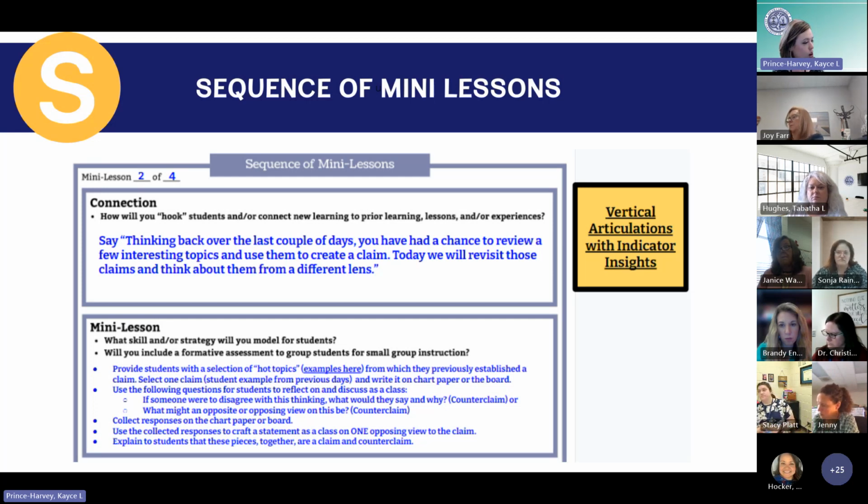So let's say the day before someone created a claim that Apple is better than Android, right? Now we're going to look at it from that opposite angle. If someone said Android was better than Apple, why would they say that? We're going to use those responses together to craft a statement as a class just on one claim. And then at the end, we want to explain to students that these pieces, when put together, create your claim and counterclaim. Even though they should already be familiar with this language because it's not new to this grade level, we still want to name it.